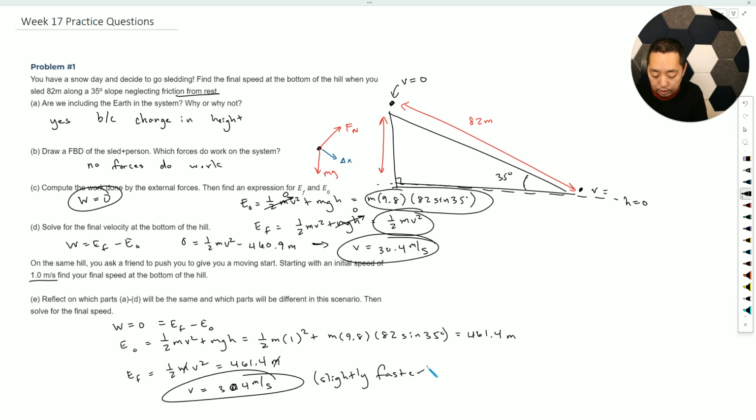What was the other one? The other one we ended up getting 30. So like this one was actually 30.36. This one is 30.37. So only slightly faster. Okay.